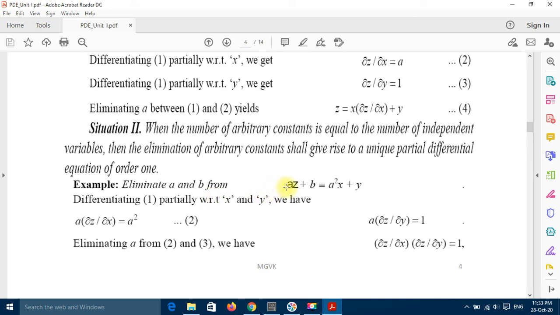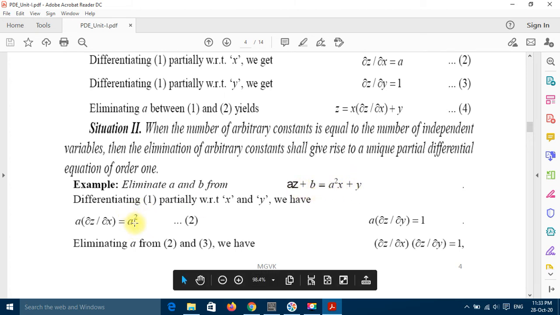Here there are two arbitrary constants, a and b. First we differentiate the given function with respect to x partially. If we differentiate az + b = a²x + y, then we get a ∂z/∂x, and the partial derivative of b with respect to x is 0. Differentiating a²x with respect to x partially gives a², and the derivative of y with respect to x is 0. So a ∂z/∂x = a².